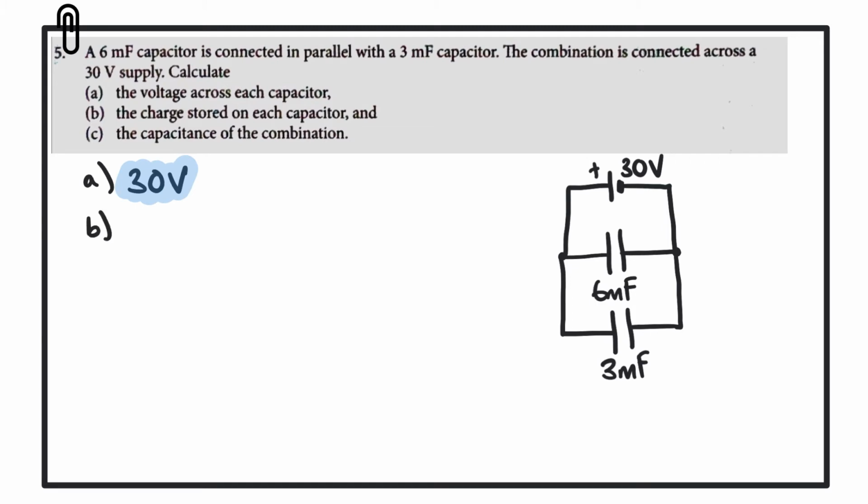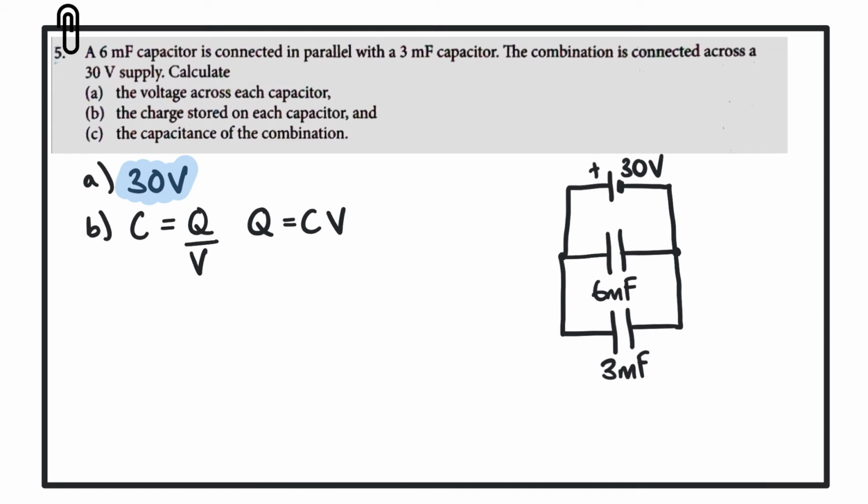Okay, part B, the charge stored on each capacitor. So let's begin with the equation that we have for capacitance, which is C is equal to Q over V. And that comes from the definition of capacitance. The capacitance is the amount of charge that's stored per volt. So we have Q divided by V. If we rearrange that equation becomes Q is equal to C times V.